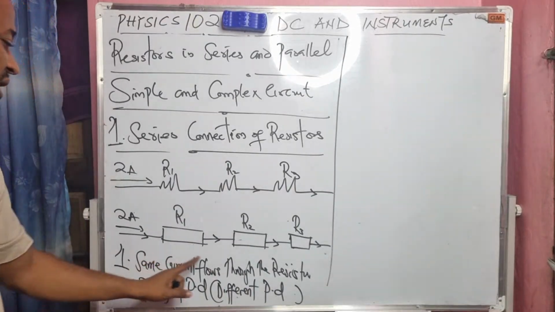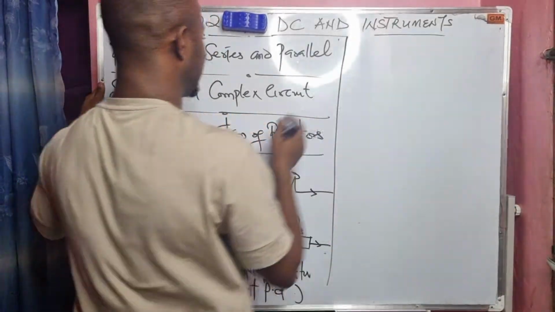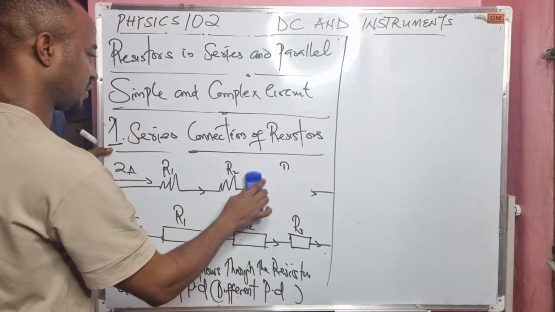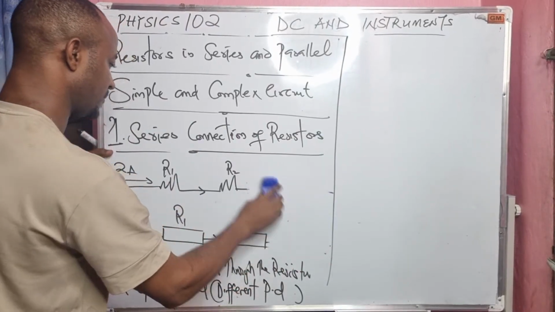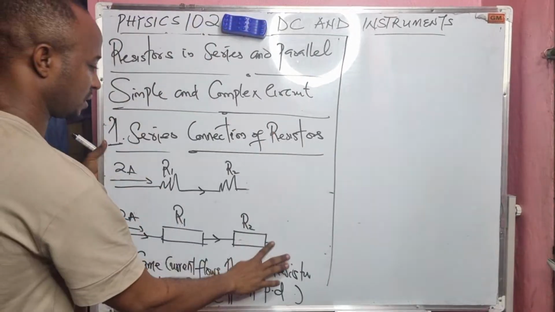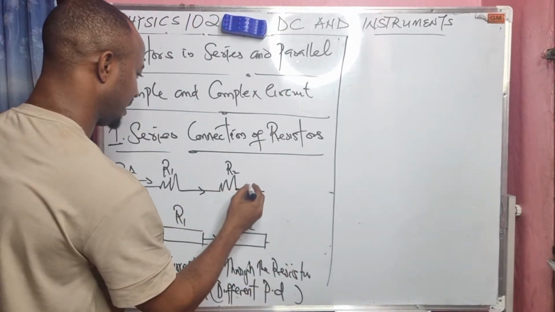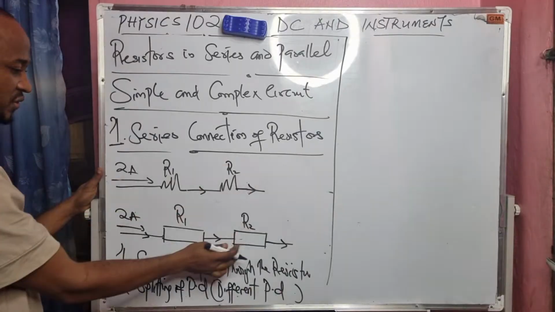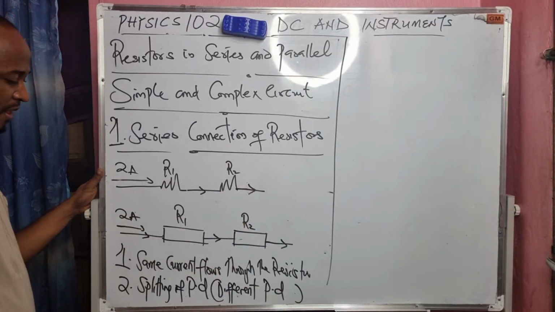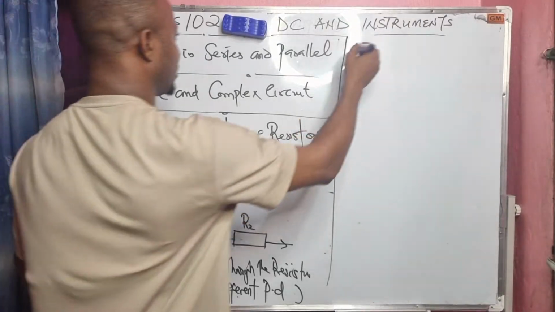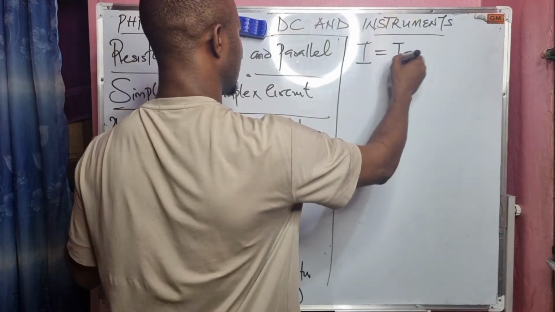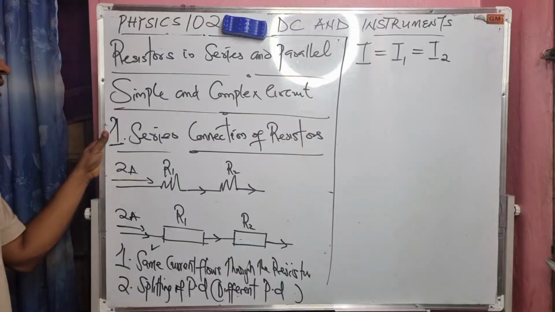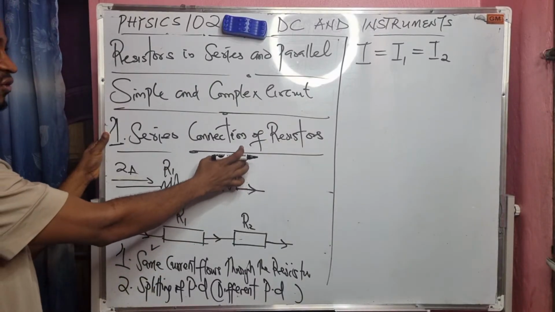If the same current flows through the resistors, let's consider a circuit that has just 2 resistors, R1 and R2, connected in series, either in this pattern or in this pattern. We are saying that the same current flows through. Then my total current should be equal to I1, which equals I2. The current that flows through resistor 1 is the same current that flows through resistor 2.